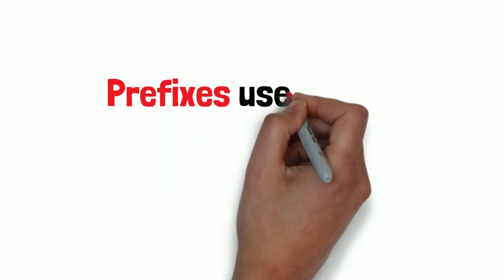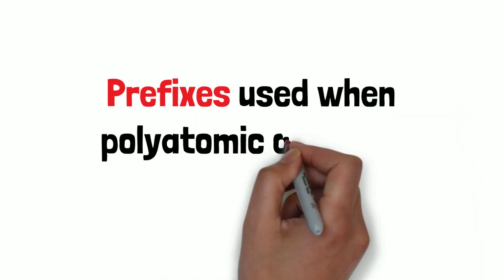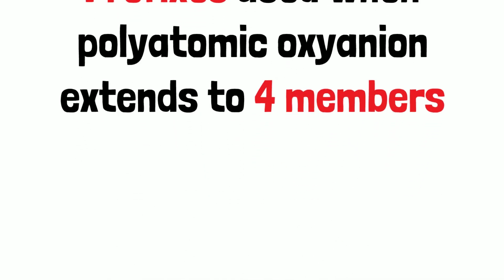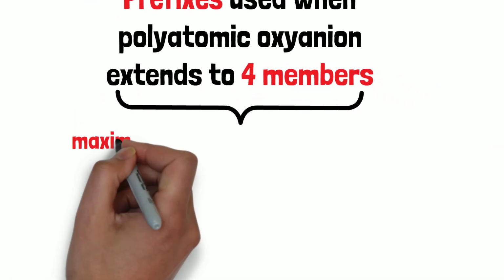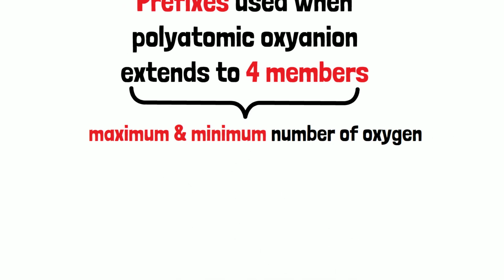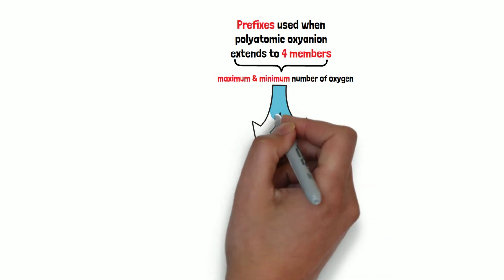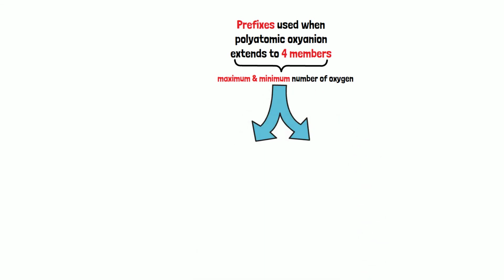The next tip or trick to remember is that prefixes are used when a series of polyatomic oxyanions extends to 4 members. Specifically, prefixes are used to indicate the maximum and minimum number of oxygen. What do we mean by this? There are 2 types of prefixes used when it comes to polyatomic ions. These are per and hypo. Per is used to indicate one more oxygen than its counterpart ATE, and hypo is used to indicate one less oxygen than its counterpart ITE.